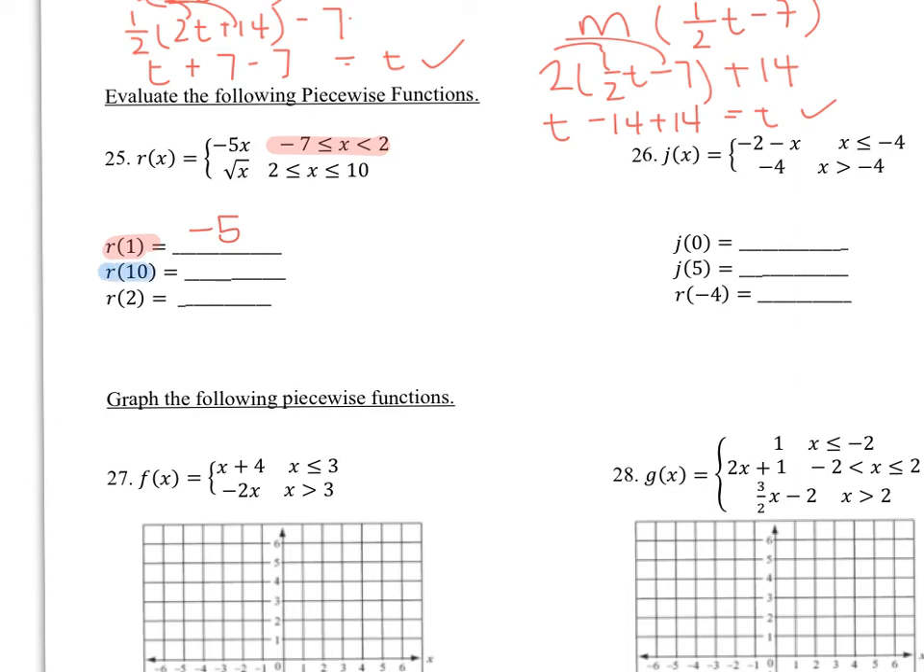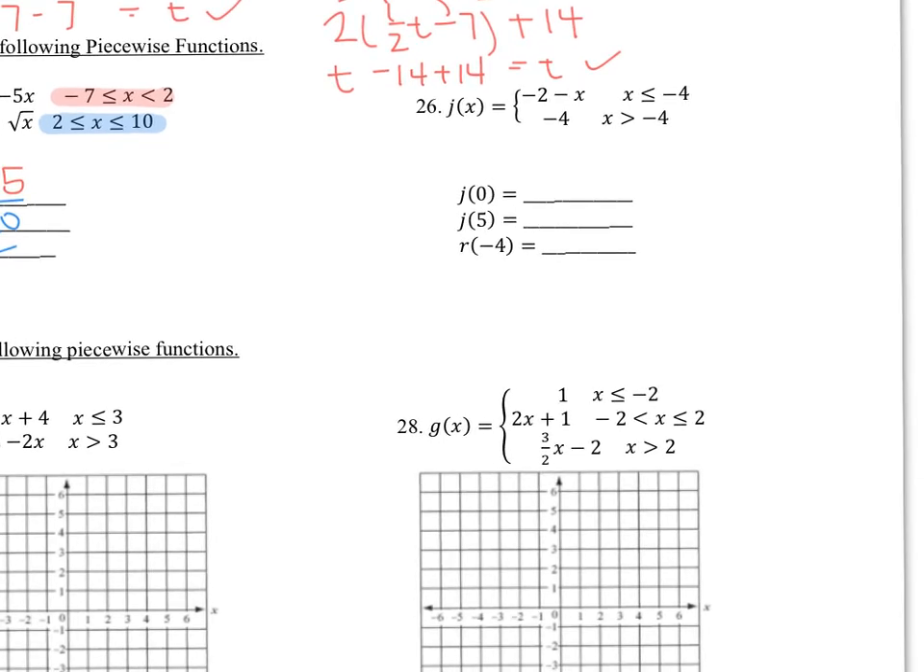I'm going to plug R of 10 into the bottom equation because 10 is equal to 10, which is the bottom equation. So I have the square root of 10. If I look at R of 2, I'm going to plug that into my second equation because 2 is equal to 2. So I'm left with the square root of 2.